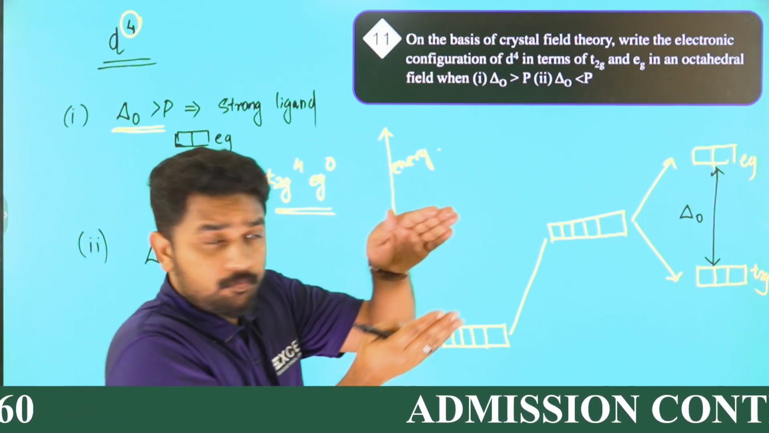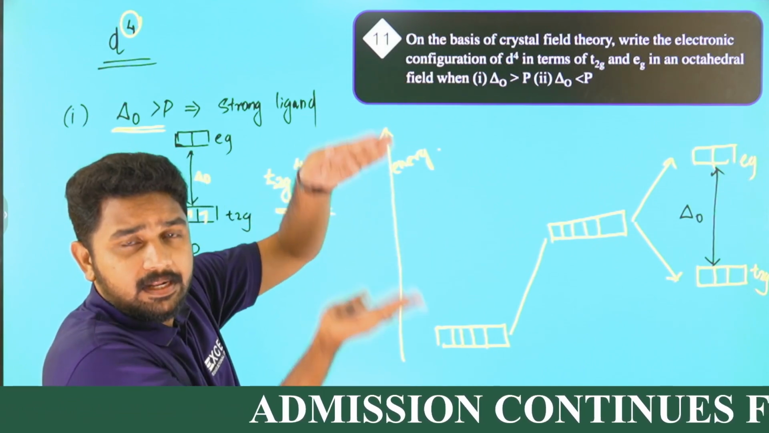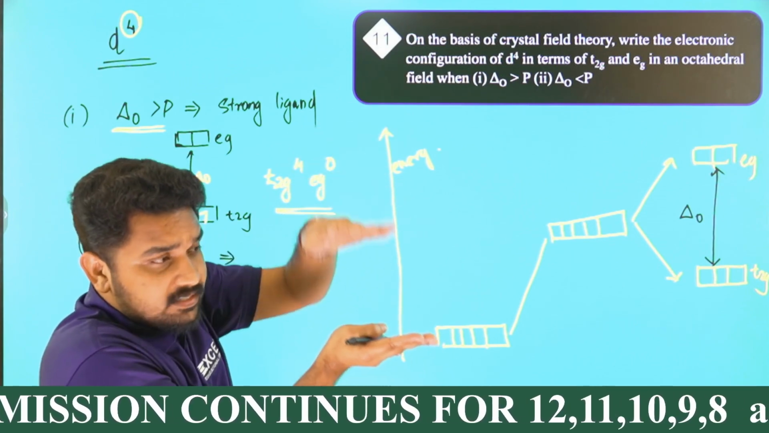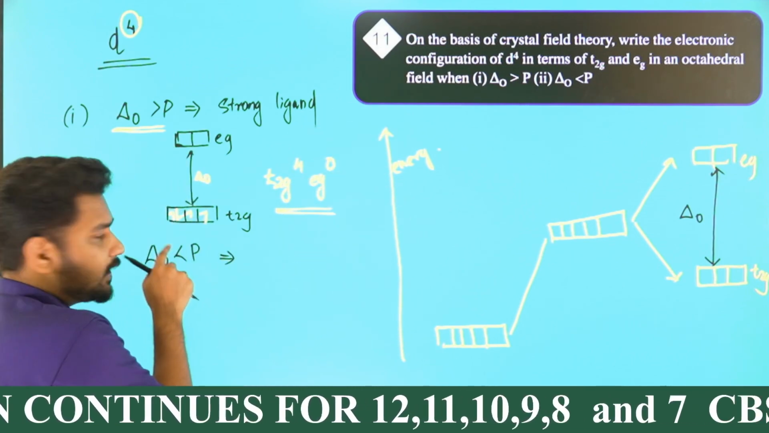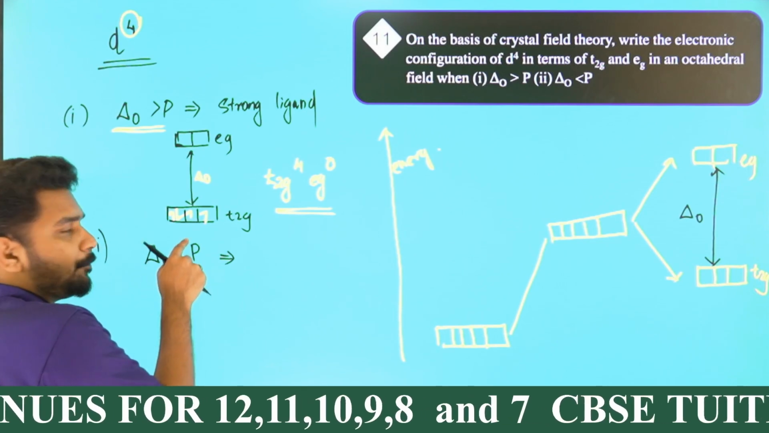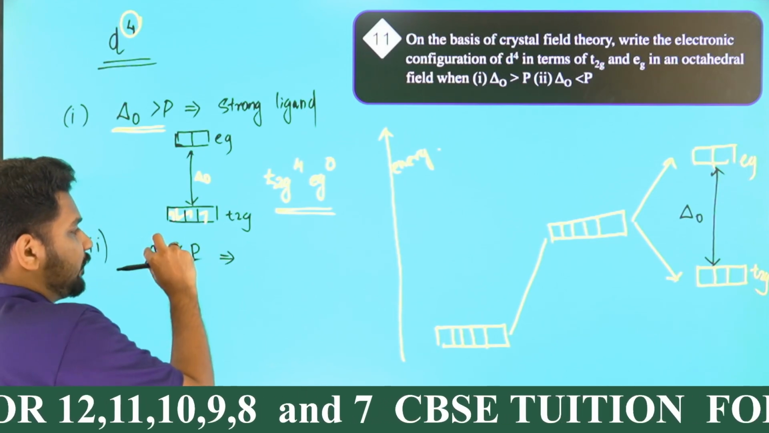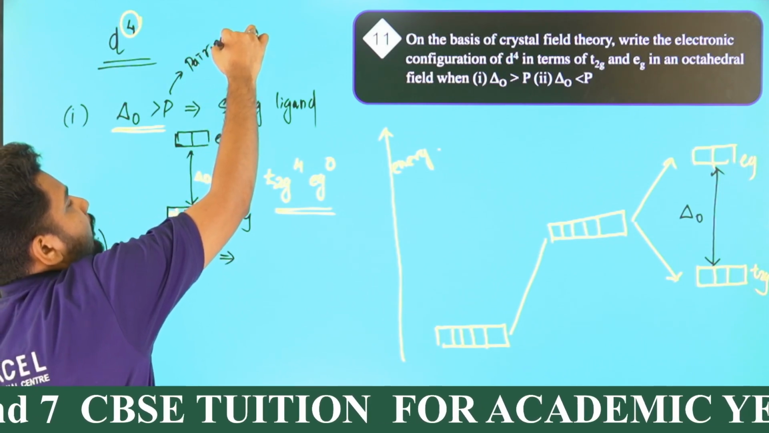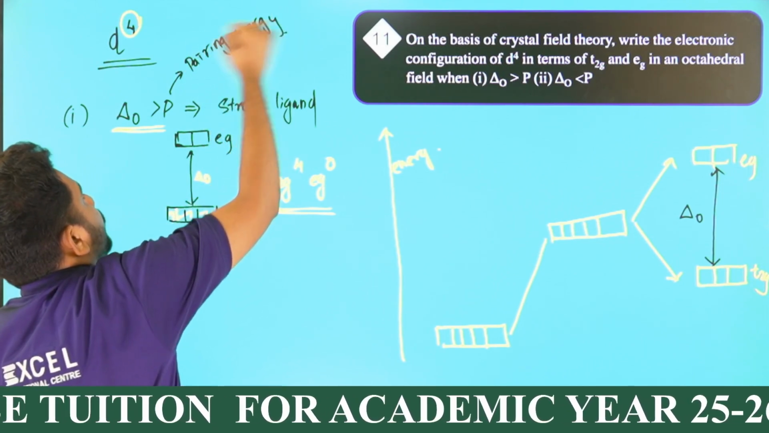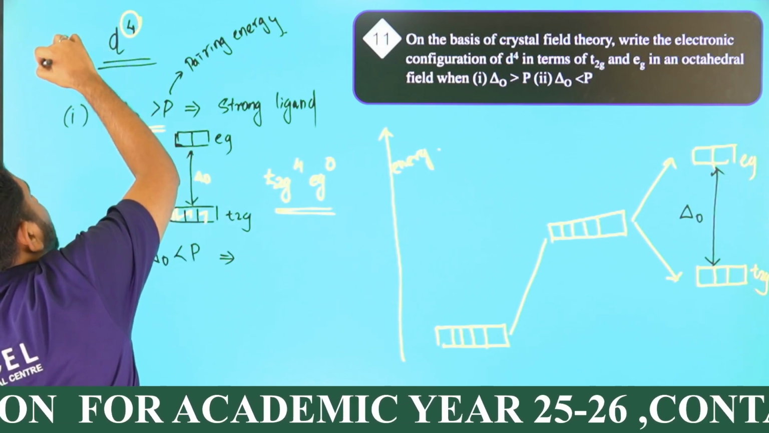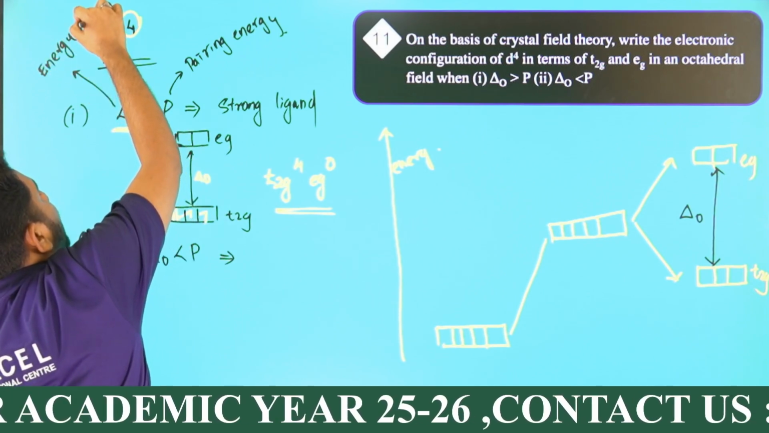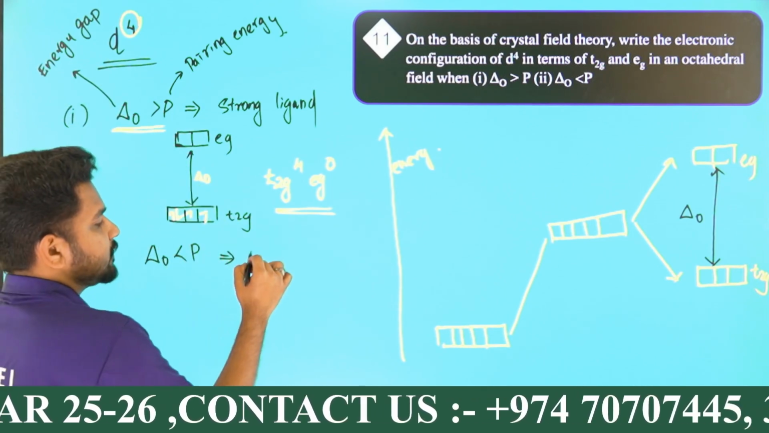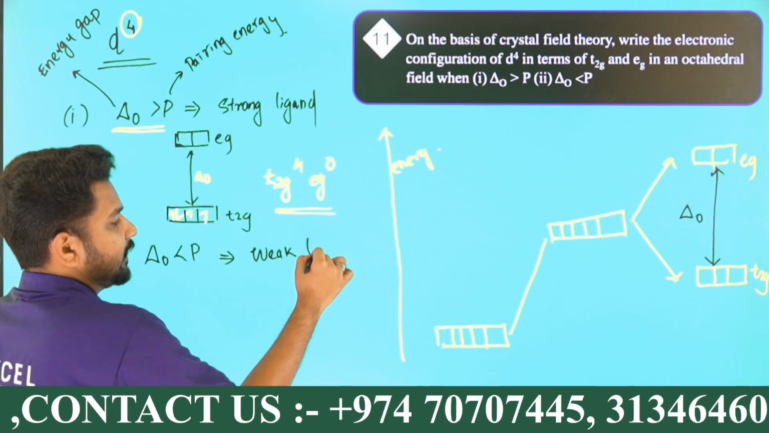That means delta O, I mean the splitting energy or the energy gap, is very, very small. Delta O is less than the pairing energy. P is the pairing energy; if you don't know, please note it. Delta O is the energy gap. If the energy gap is less than the pairing energy, you can say that it is a weak ligand.